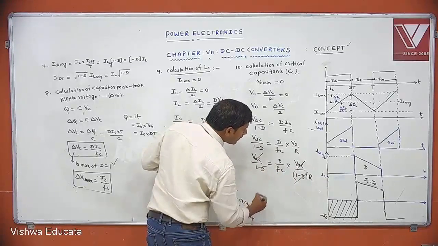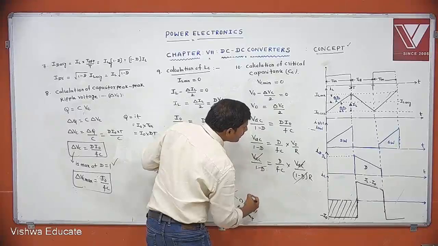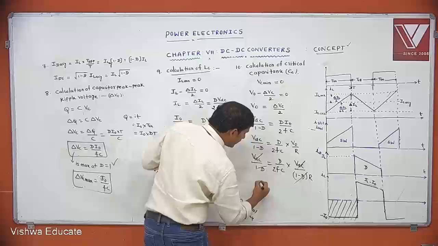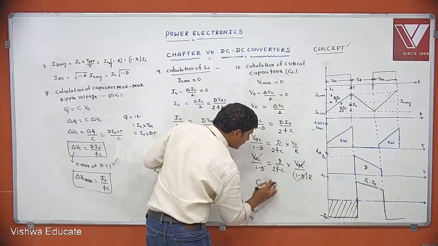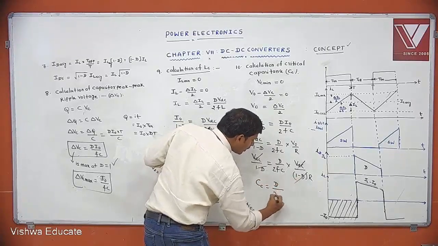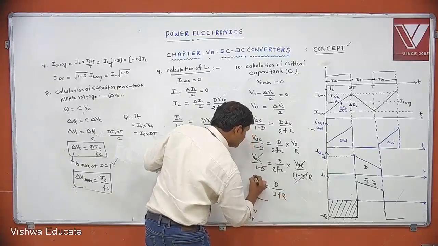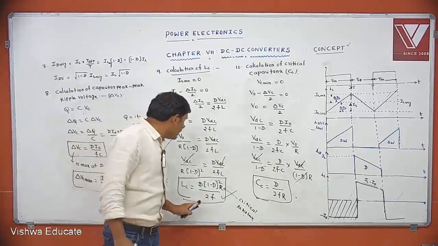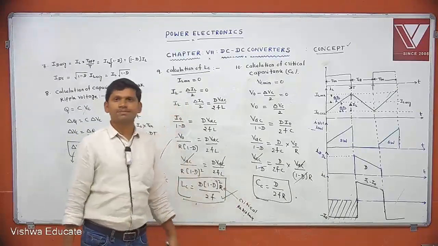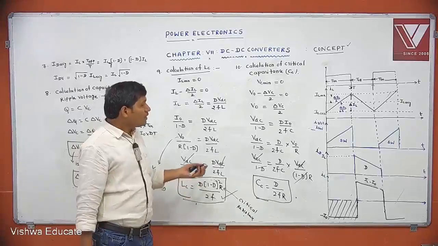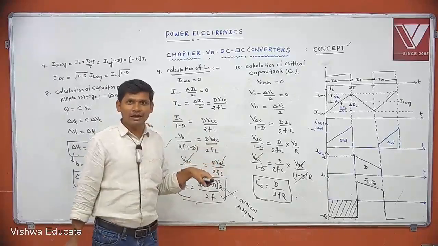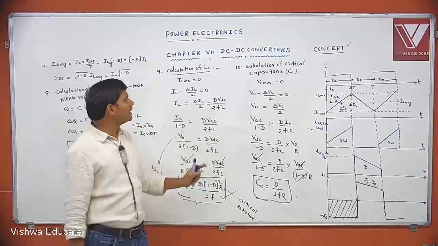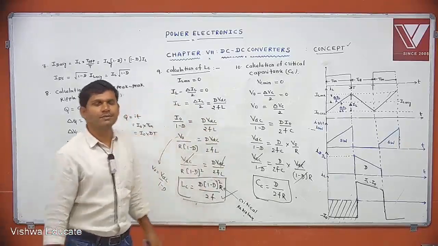Then what is the critical capacitance? CC equal to critical capacitance. This is 2 FC, so the critical capacitance CC equal to D by 2FR. This is the critical capacitance. This is the critical inductance and this is the critical capacitance. This is the analysis of the boost regulator in which mode? Continuous mode. All these formulas are given for continuous mode. Concentrate.